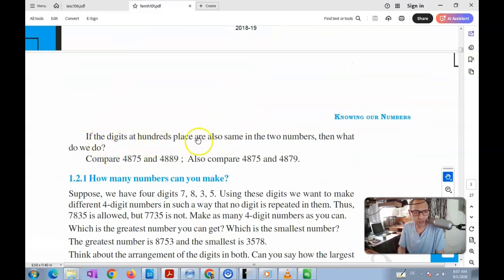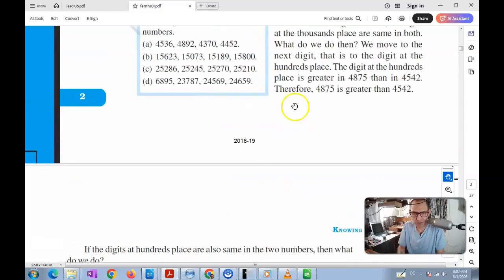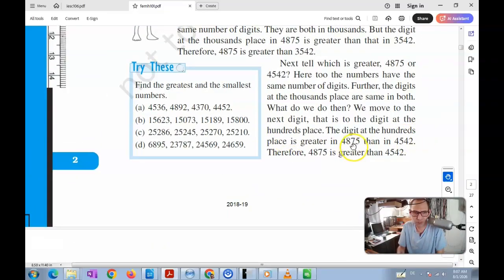But if the digits at the hundreds place are also the same in the two numbers, then what do we do? So then essentially you move to the smaller digits in both the numbers, meaning that, for example, in these two numbers, 4,875 and 4,542, we moved essentially to the thousands place value. The digits were the same, a 4 and a 4. So then we moved to the digits in the hundreds place value, and we have an 8 over here, a 5. So then we concluded that this number is larger.